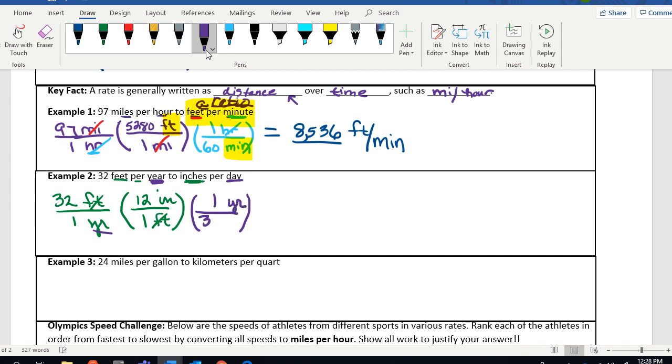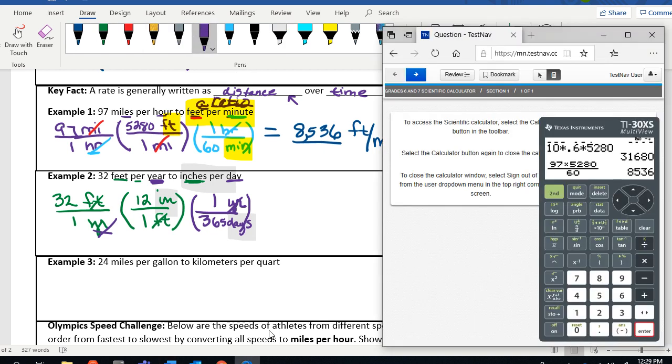1 year is 365 days. All right, so be careful that you cancel years to years. I am left with inches per day, which is what I wanted. Okay, so going back to my calculator, I need N over D because I have numbers on top and the bottom other than 1: 1 times 12 all over 365 days.